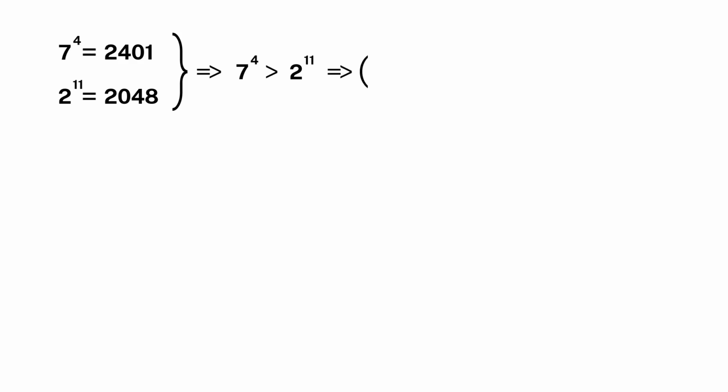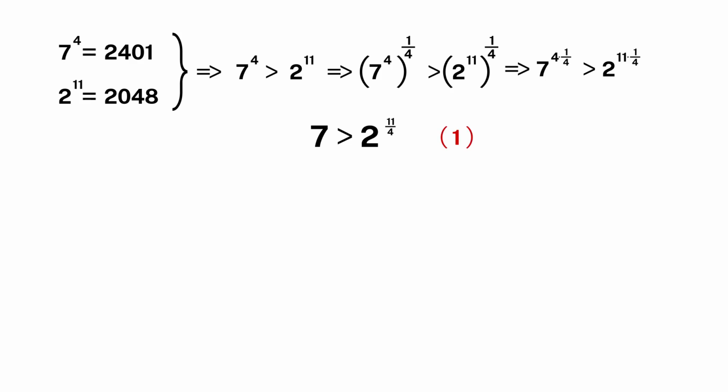Next, we raise both sides of the inequality to the 1/4 power. By applying the power properties, we multiply the exponents. This gives us 7 to the power of 4 times 1/4 is greater than 2 to the power of 11 times 1/4. As a result, 7 is greater than 2 to the power of 11/4.